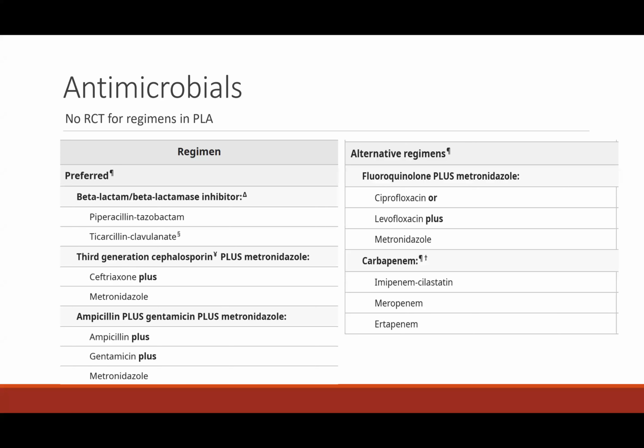So this table is actually from UpToDate, and you can see here their preferred regimen is a BL-BLI combination. So PIP-TAZ is what they would recommend. Or you could consider using a third generation cephalosporin like ceftriaxone with metronidazole, or ampicillin, gentamicin, and metronidazole as part of triple therapy. And your alternative regimens being a fluoroquinolone with metronidazole or any of the carbapenems.